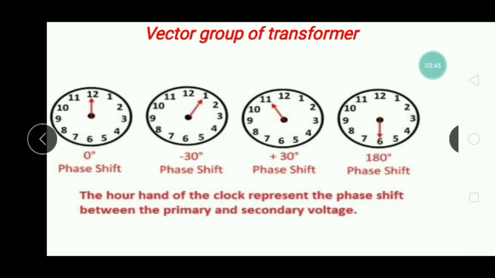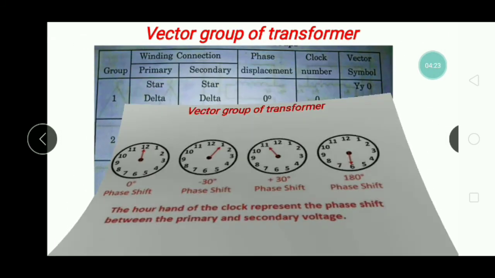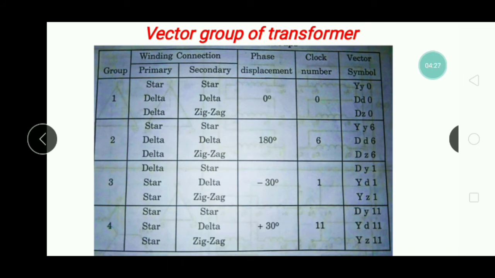And third is plus 30-degree phase shift. That means the secondary winding is leading the primary winding by 30 degree. So 12 is the reference, so our pointer is at clock 11. Same in 180-degree phase shift, the primary and secondary both are opposite to each other. That means as 12 is the reference, the clock pointer is at 6. So the four positions of the clock represent the phase shift between the primary and secondary voltage. That means these are the four vector groups of the transformer. So from this we can categorize totally four clock connections of the transformer.